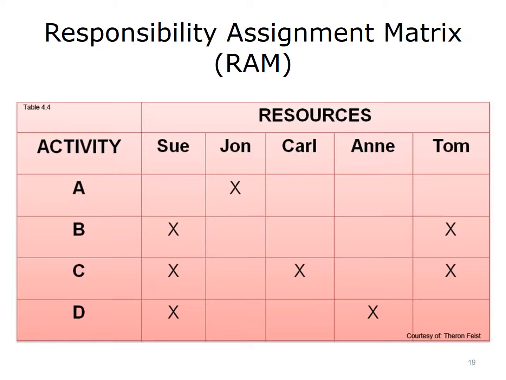A common tool for project management and human resource management is a Responsibility Assignment Matrix, or RAM. This is a diagram that correlates the project organizational structure to the WBS. The matrix diagram on this slide depicts the work that must be performed and the individual or team responsible for performing that work.